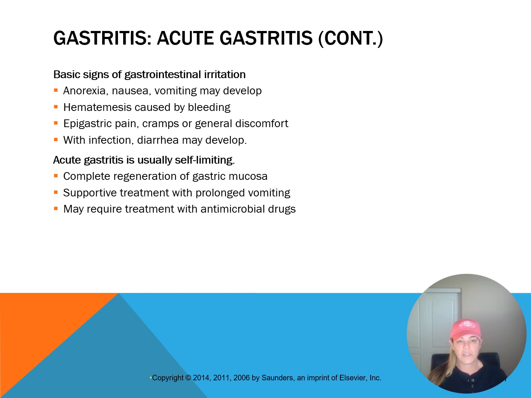Signs of gastrointestinal irritation, anorexia, nausea, vomiting may develop, throwing up blood, epigastric pain, general discomfort, and then you can get an infection or diarrhea might develop from acute gastritis. It's usually self-limiting. Your gastric mucosa will usually regenerate and you'll have no problems. But if you have prolonged vomiting, then of course you're going to become dehydrated and you're going to need some supportive treatment. If it's because of some kind of bacterial infection, then we may treat it with antimicrobials.